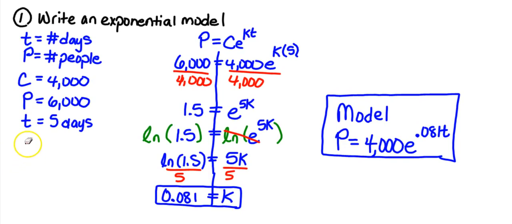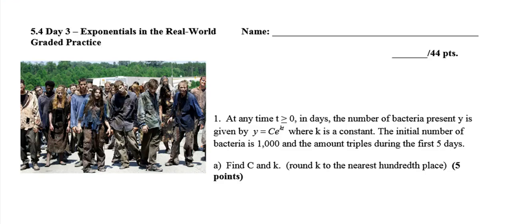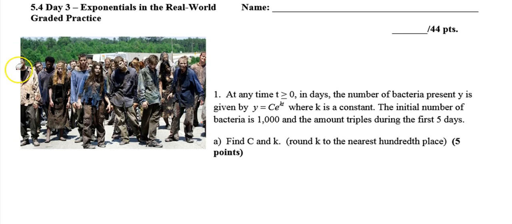Let's now look at that first example on the handout. Take a second to read it. It says, at any time t greater than or equal to 0 in days, the number of bacteria present, y, is given by y equals c times e to the kt. That should look pretty familiar, where k is a constant. The initial number of bacteria is 1,000, and the amount triples during the first 5 days. The directions are find c and k. We're also told to round k to the nearest hundredth.